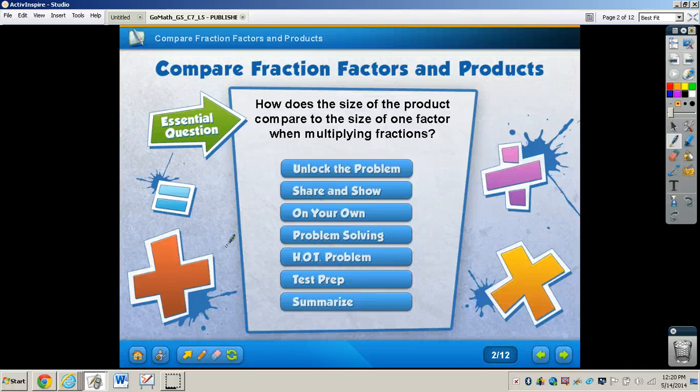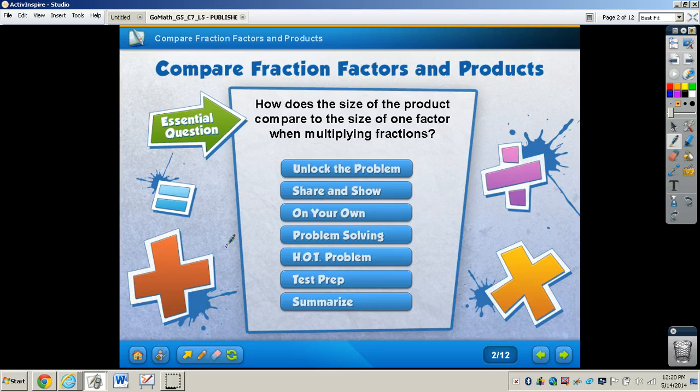In this video, we're going to be taking a look at comparing fractions, factors, and products. Try saying that 3 times fast. And the essential question that we are going to take a look at is, how does the size of a product compare to the size of one factor when multiplying fractions?